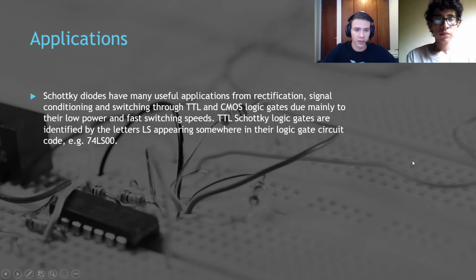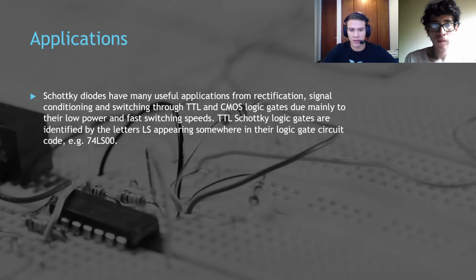Talking about applications, Schottky diodes have many useful applications from rectifying, signal conditioning, and switching through TTL and CMOS logic gates due mainly to their low power and fast switching speeds. TTL Schottky logic gates are identified by the letters LS appearing somewhere in their logic gate circuit code, e.g. 74LS00.